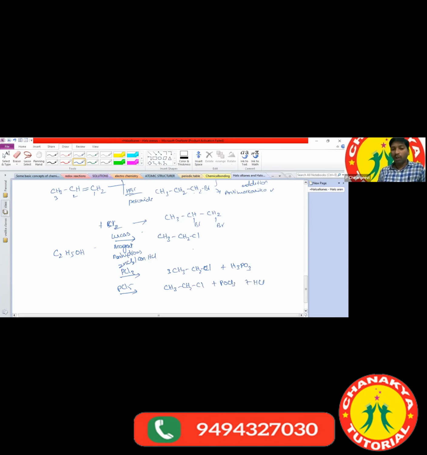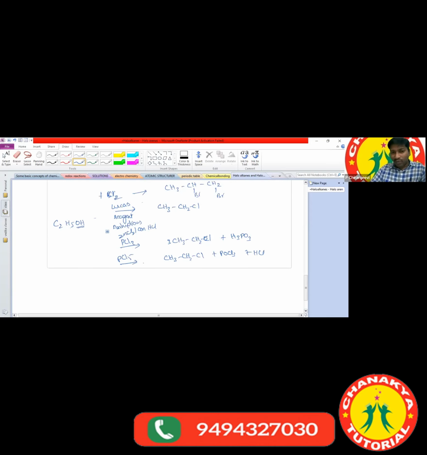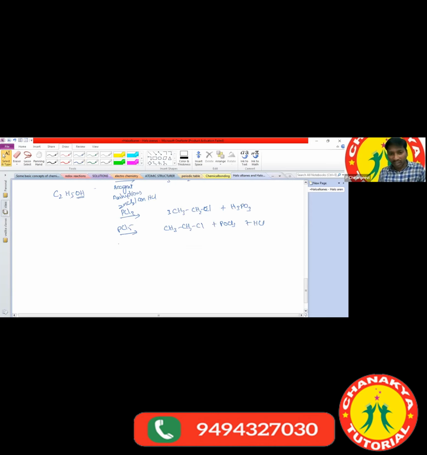Now all these are examples of nucleophilic substitution reaction. In this one, the nucleophile is replaced. What is the nucleophile in alcohol? The OH group. In alcohol here, the OH group is replaced by the halogens. And one more reaction is there. So what is another reaction? It is Darzens' reaction.